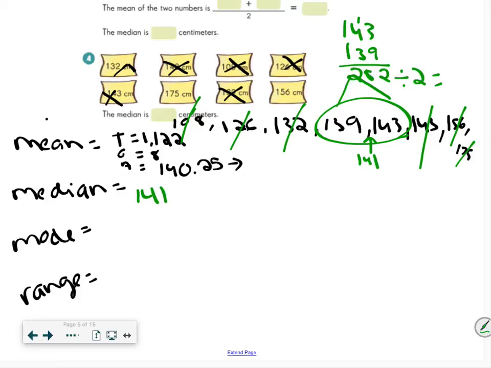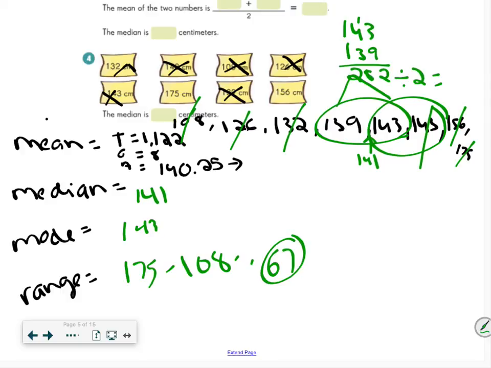Last is my mode. What number comes up most often? Do I have any repeating numbers? Oh, I have 2 143s. That must mean it's the mode because no other number shows up twice. And the range is my biggest, which is 175, minus my smallest, which is 108. I messed that up in my calculator. 175 minus 108 is 67. My range is 67.